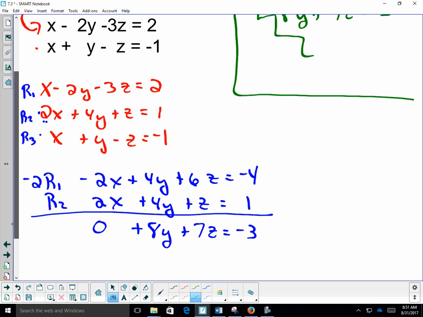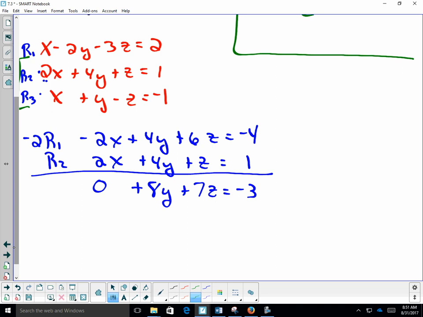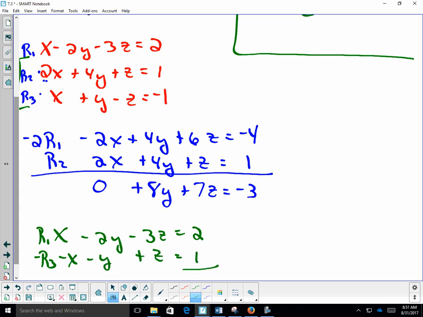I now want to combine two other rows so that I can eliminate the x. I'm probably going to go back to row 1 and row 3. I can use row 1 and row 3, or I could use row 2 and row 3. It does not matter, as I just cannot use the combination 1 and 2 again. So let's say I use row 1. So let's leave row 1 exactly the way it was. So x minus 2y minus 3z is equal to 2. And let's multiply row 3 by a negative sign. So that'll be negative x minus y plus z is equal to 1.